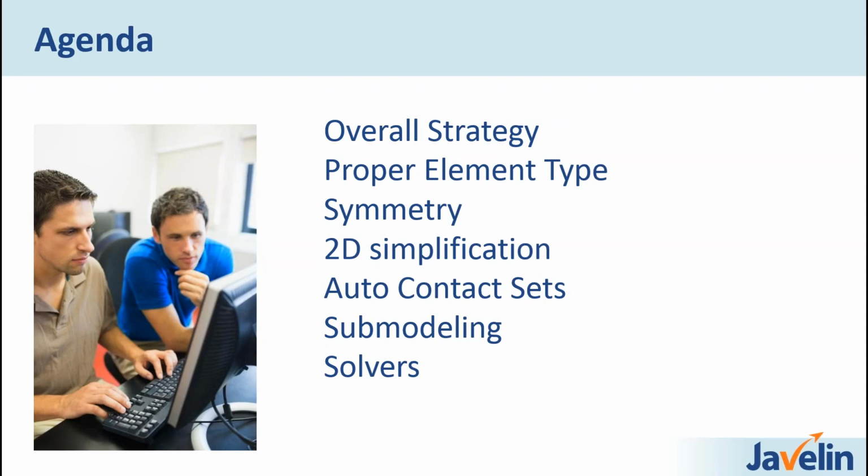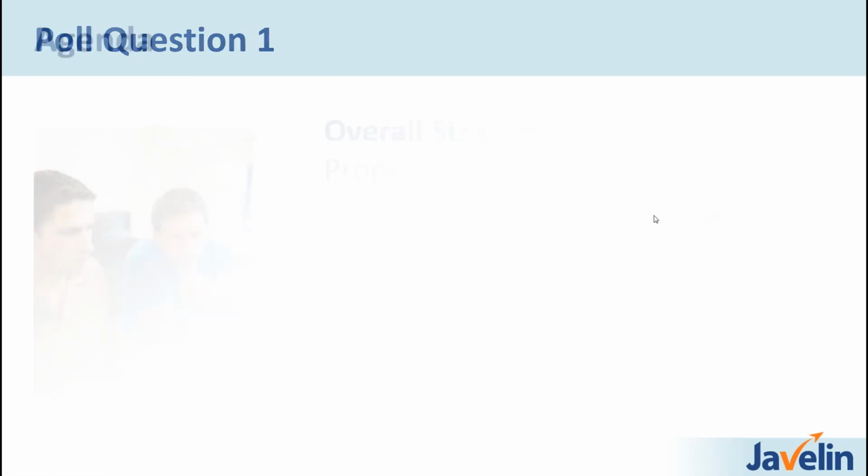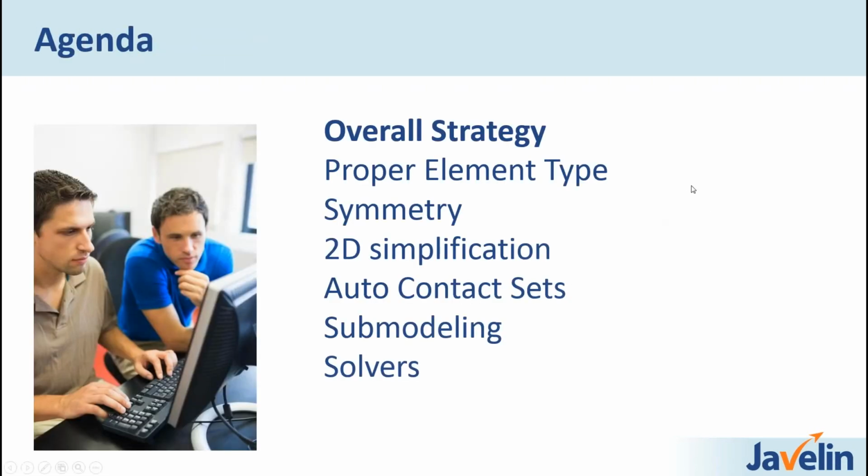We're going to talk about symmetry, 2D simplification, automatic contact set definitions, submodeling, and then some solver choices specifically for large assemblies. And hopefully this is going to help take some of the mystery out of what you should be doing with large assemblies and point you in the right direction. So what we'll do, guys, is start with some overall strategy on large assembly simulation.